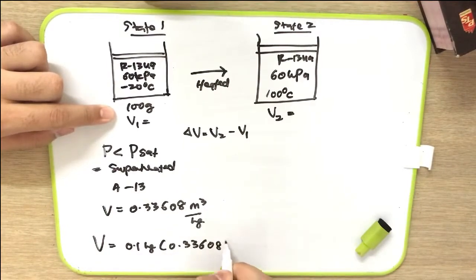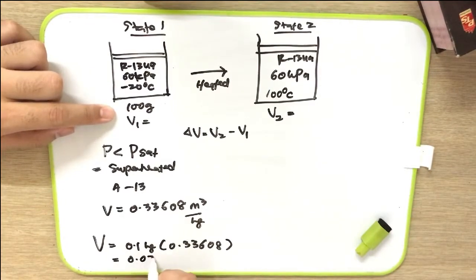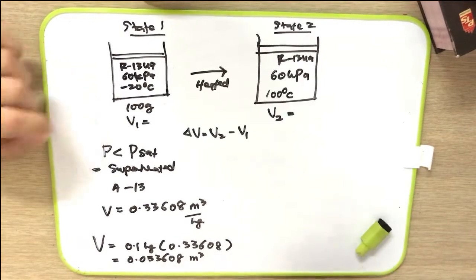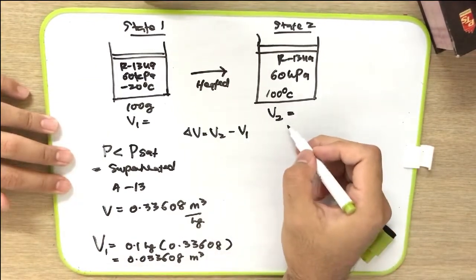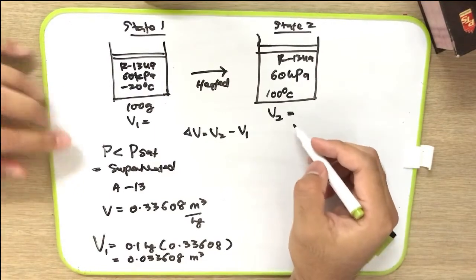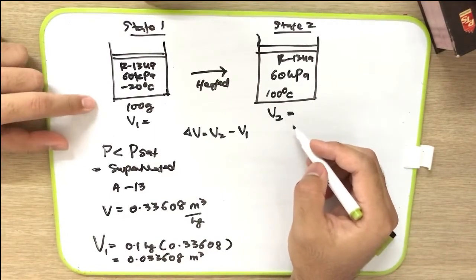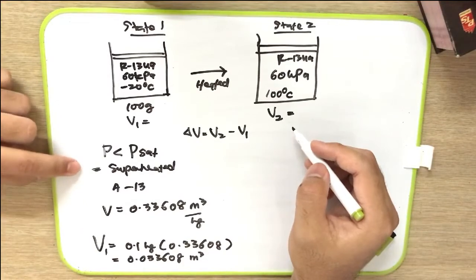0.8. So the volume is 0.033608 meter cube. Okay, so that settles V1, and now we need to find V2. V2 is the same as state 1, so we need to identify first what is the phase.